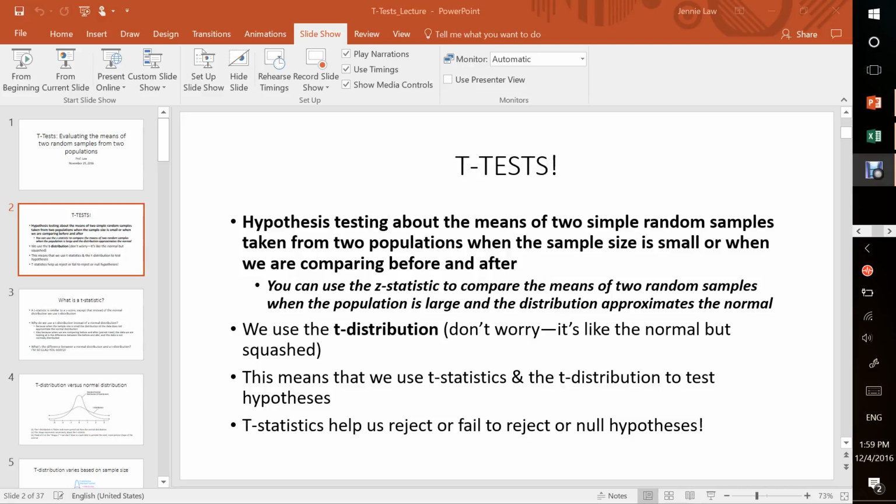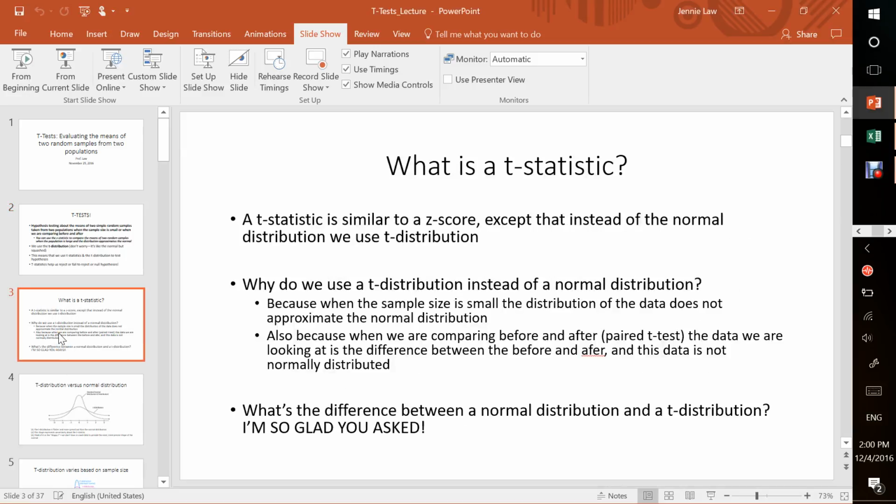We use the t-distribution to perform our t-tests. The t-distribution is similar to the normal. It approximates the normal as we add more observations, which is why we can use the z-statistic when we have more than 30 observations. So this specifically means that we're using the t-statistic and we're using the t-distribution in order to test our hypotheses.